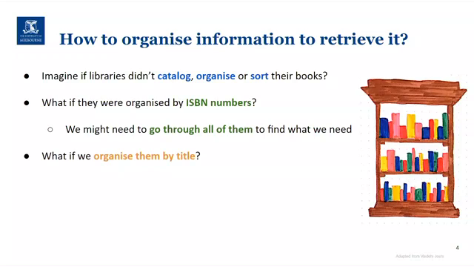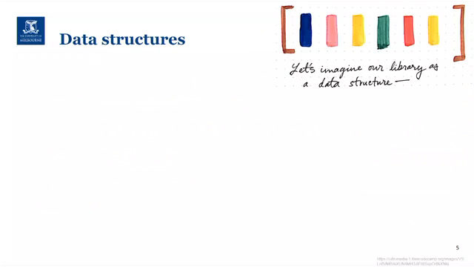So let's say things are a bit better organized, and they're organized by title. Even if we organize things by title, we need to identify which aisle to look in and which shelf to go to, and we still might need to go through a subset of books to find the information we need. Can we do better? That's the main question here, and it has to do with the data structures we use. Today, let's imagine our library as a data structure. There are different ways to organize it. We have a collection of books, and we want to organize it in the best way possible to identify and access information from it.